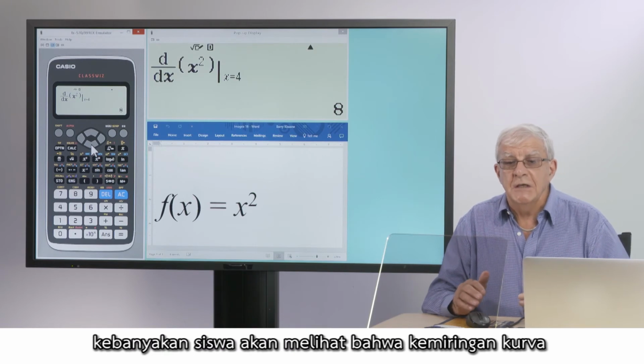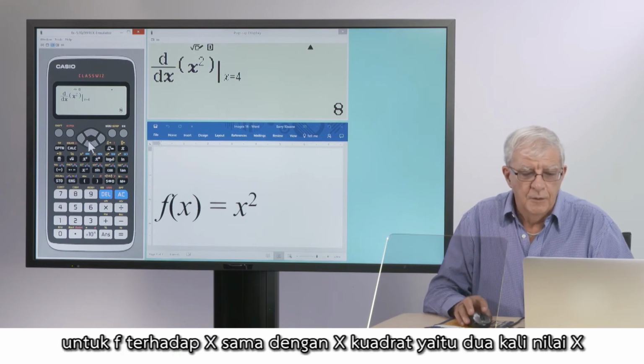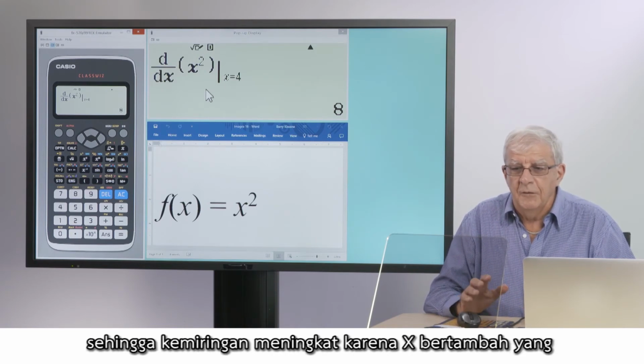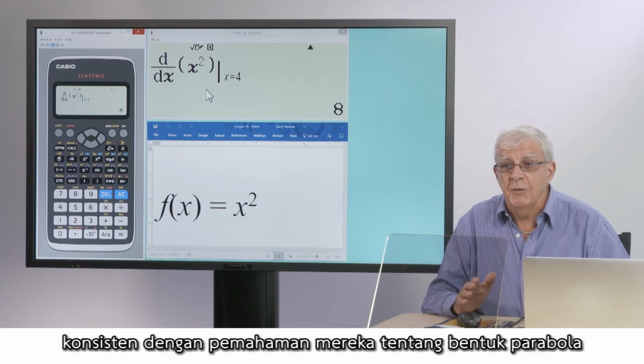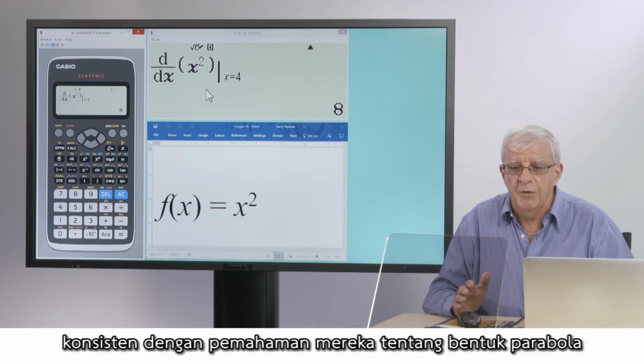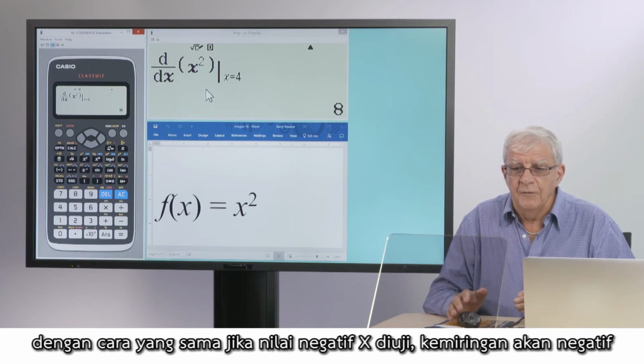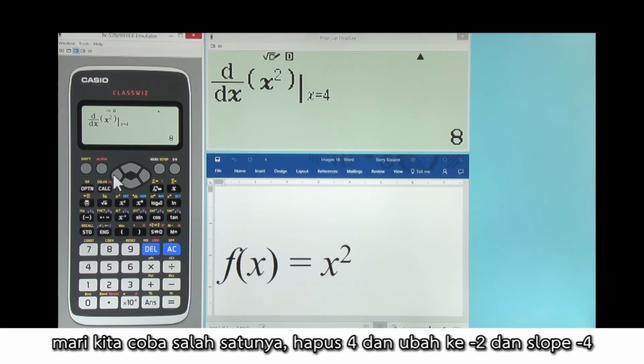Many students will see that the slope of the curve for f(x) = x squared seems to be twice the value of x, so that the slope is increasing as x increases, which is consistent with their understanding of the shape of the parabola. In the same way, if negative values of x are tested, the slope will be negative. Let's try one of those. Delete the 4 and change it to negative 2. And the slope is negative 4.